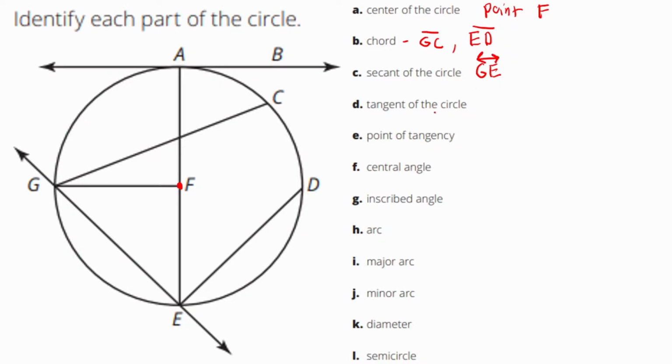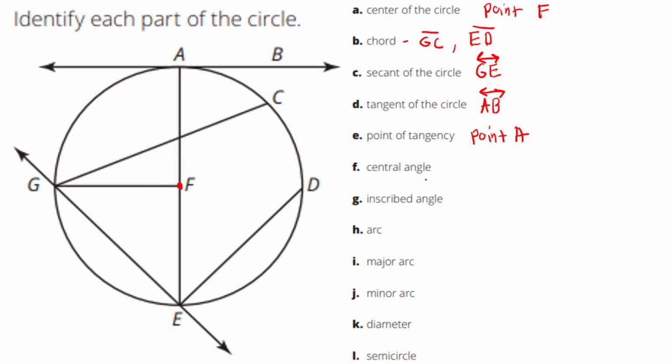The tangent is where it touches once, and that's going to be AB. Once again, a tangent line is a line. So we're going to put line AB, and notice they have the arrows up top. Next up, the point of tangency. Where does this line touch our circle? That's going to be at point A. So at point A, this line AB touches our circle.